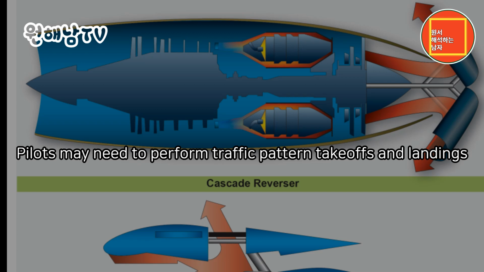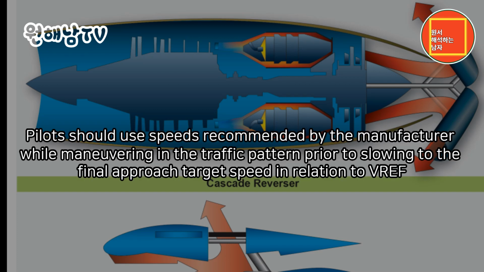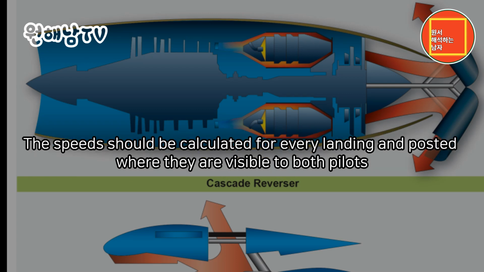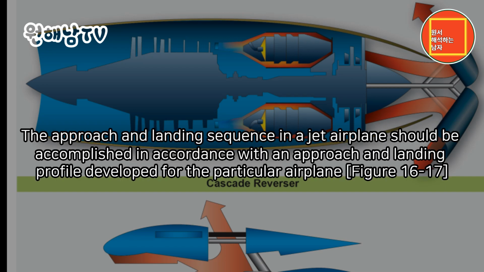Pilots may need to perform traffic pattern takeoffs and landings. Pilots should use speeds recommended by the manufacturer while maneuvering in the traffic pattern prior to slowing to the final approach. Target speed in relation to VREF. The speeds should be calculated for every landing and posted where they are visible to both pilots. The approach and landing sequence in a jet airplane should be accomplished in accordance with an approach and landing profile developed for the particular airplane.